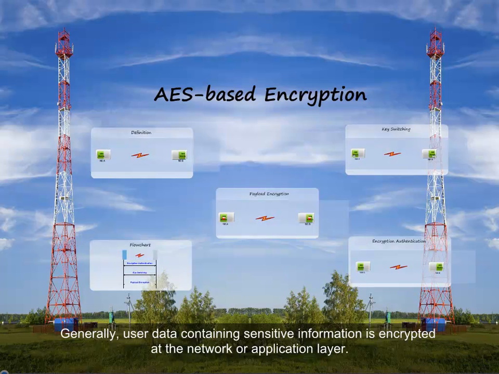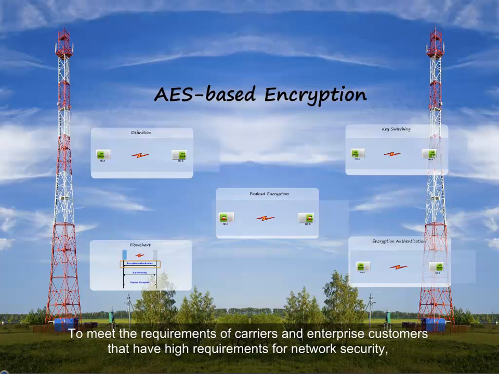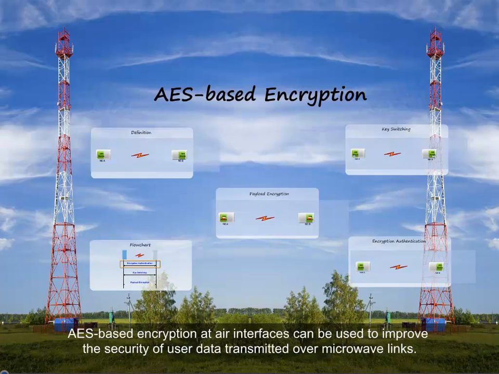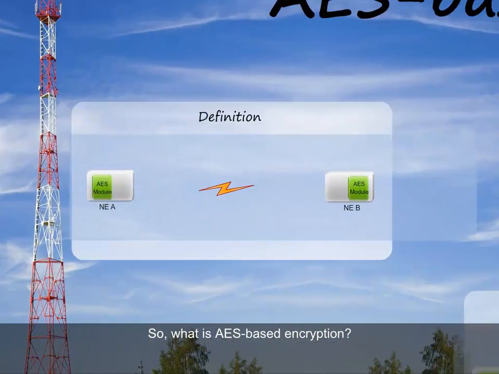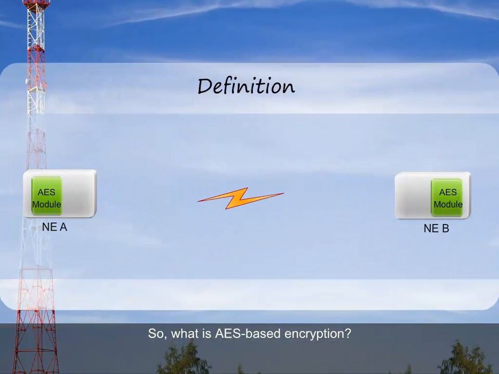Generally, user data containing sensitive information is encrypted at the network or application layer. To meet the requirements of carriers and enterprise customers that have high requirements for network security, AES-based encryption at air interfaces can be used to improve the security of user data transmitted over microwave links. So, what is AES-based encryption?